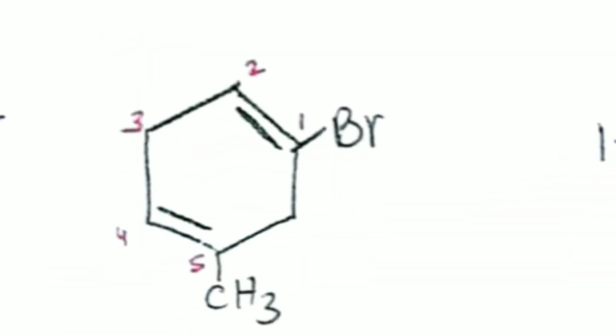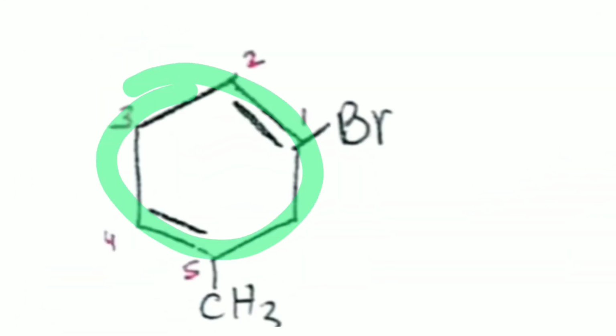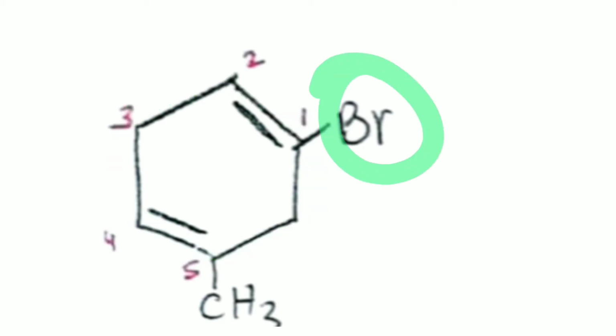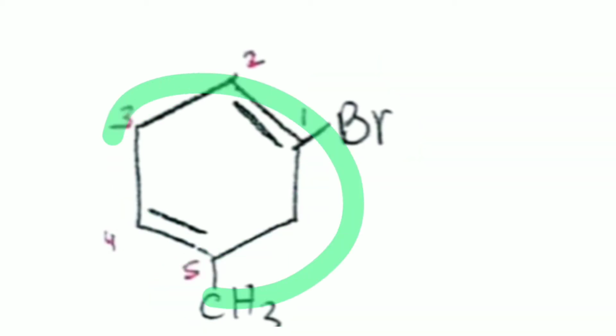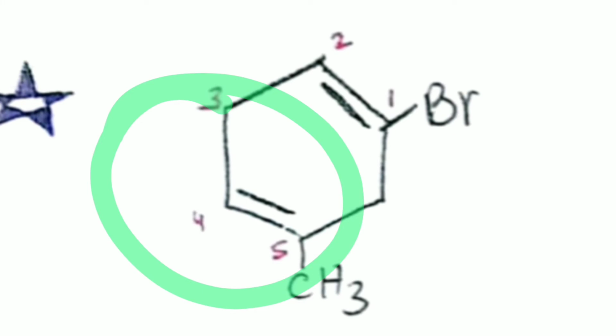Now let's look at the third compound, guys. What we have here is a cyclohexadiene sort of structure with a bromo group and a methyl group attached to this cyclohexadiene. So now the question is of numbering. The main question is of how to number this compound.